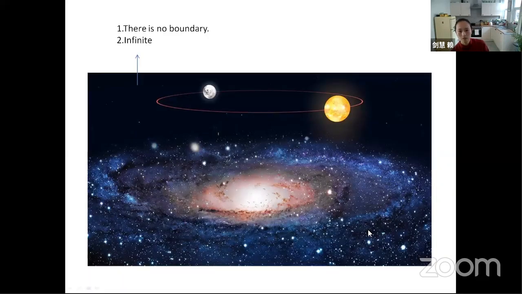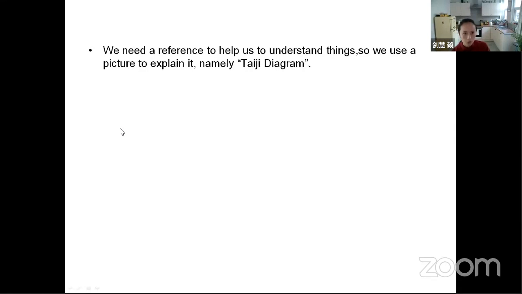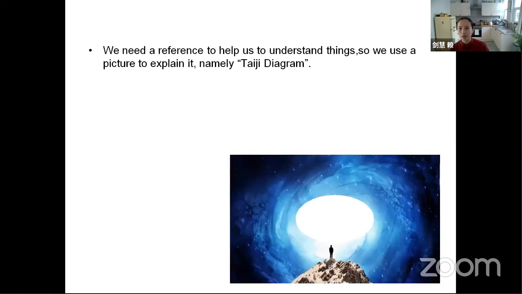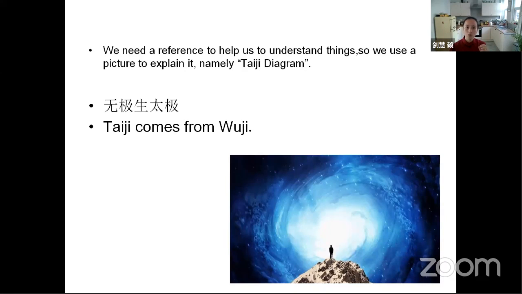For example, we see this area, the place where there is no boundary, infinite. So the place we call Wu Ji. And then we need a reference to help us understand things, because Wu Ji is nothing, we can't describe it, right? So we need a reference to help us understand it. So we use a picture to explain it, the Taiji diagram. So we say Wu Ji Sheng Taiji, means Taiji comes from Wu Ji.